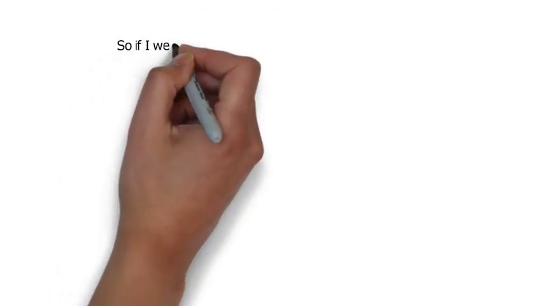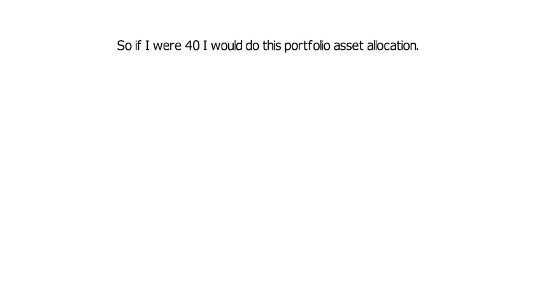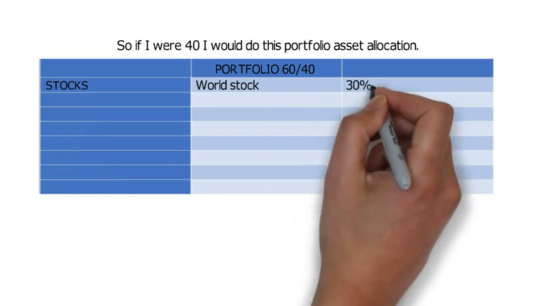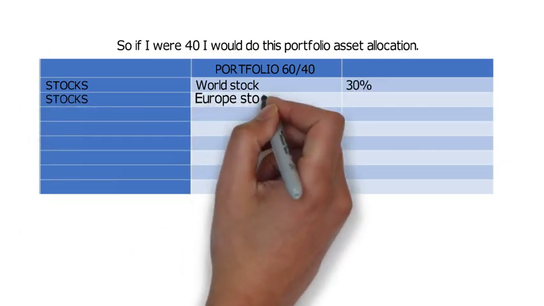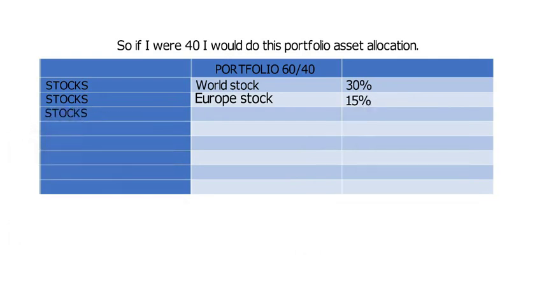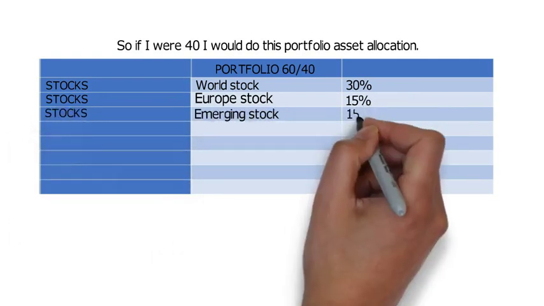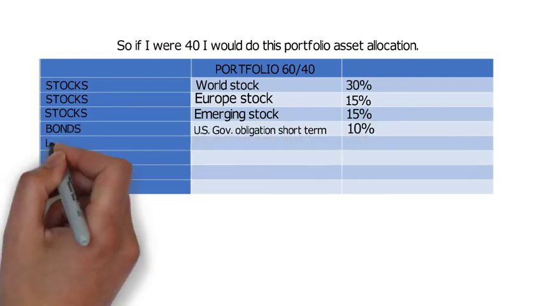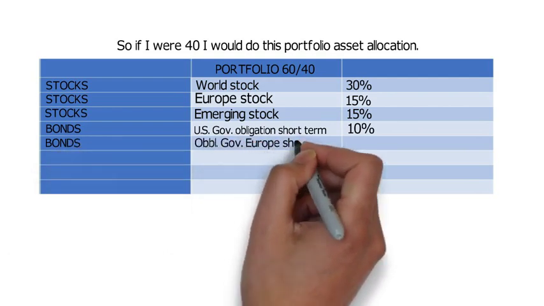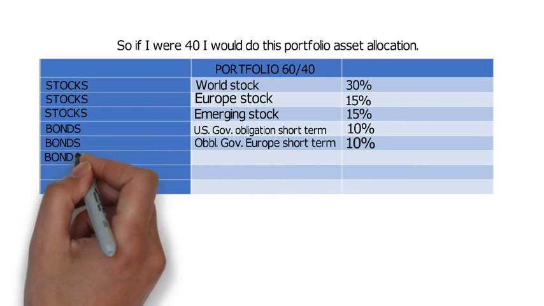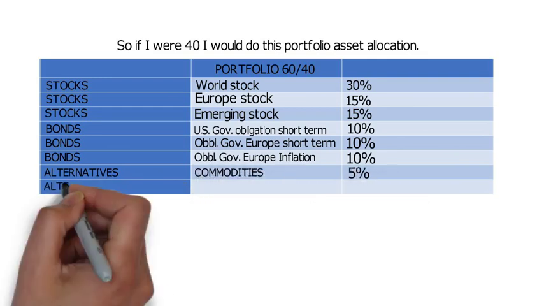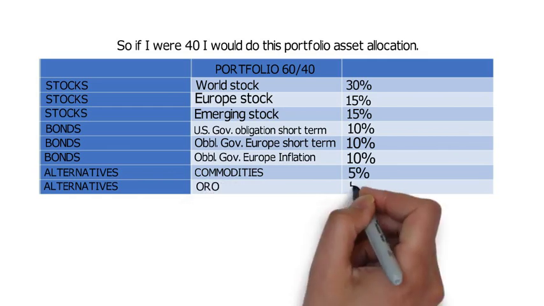So if I were 40 I would do this portfolio asset allocation. Portfolio 60/40. Stocks, World Stock, 30%. Stocks, Europe Stock, 15%. Stocks, Emerging Stock, 15%. Bonds, U.S. Government Obligation Short Term, 10%. Bonds, Europe Government Obligation Short Term, 10%. Bonds, Europe Government Obligation Inflation, 10%. Alternatives, Commodities, 5%. Alternatives, Gold, 5%.